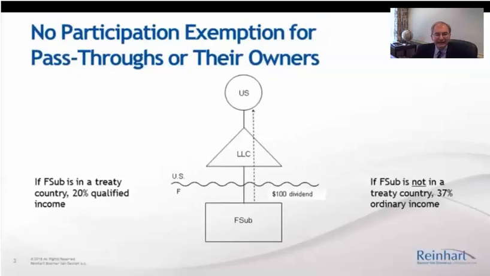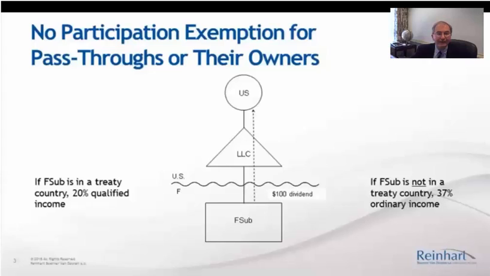So, what happens if you have a pass-through entity, LLC, an S corporation, or a partnership? Well, if F sub, the foreign paying entity, is located in a treaty country, it's a qualified dividend, and the income tax rate is 20%. If the sub is not in a treaty country, and we don't have treaties, our largest trading partner we don't have a treaty with is Hong Kong, but think of Hong Kong, think of Monaco, think of all those great countries in the Caribbean that have great weather and very little tax. A dividend received from that can be taxed as ordinary income at a 37% rate.